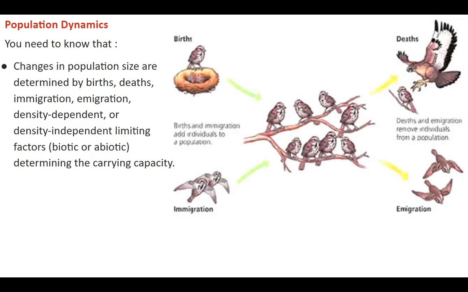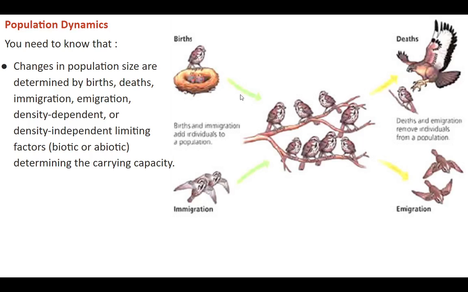Well, there's four or five things. The first one is births. If you have successful births, then the number goes up. That makes sense, right? The opposite of that is deaths. If something eats the birds or the birds die for whatever reason, then the population goes down.